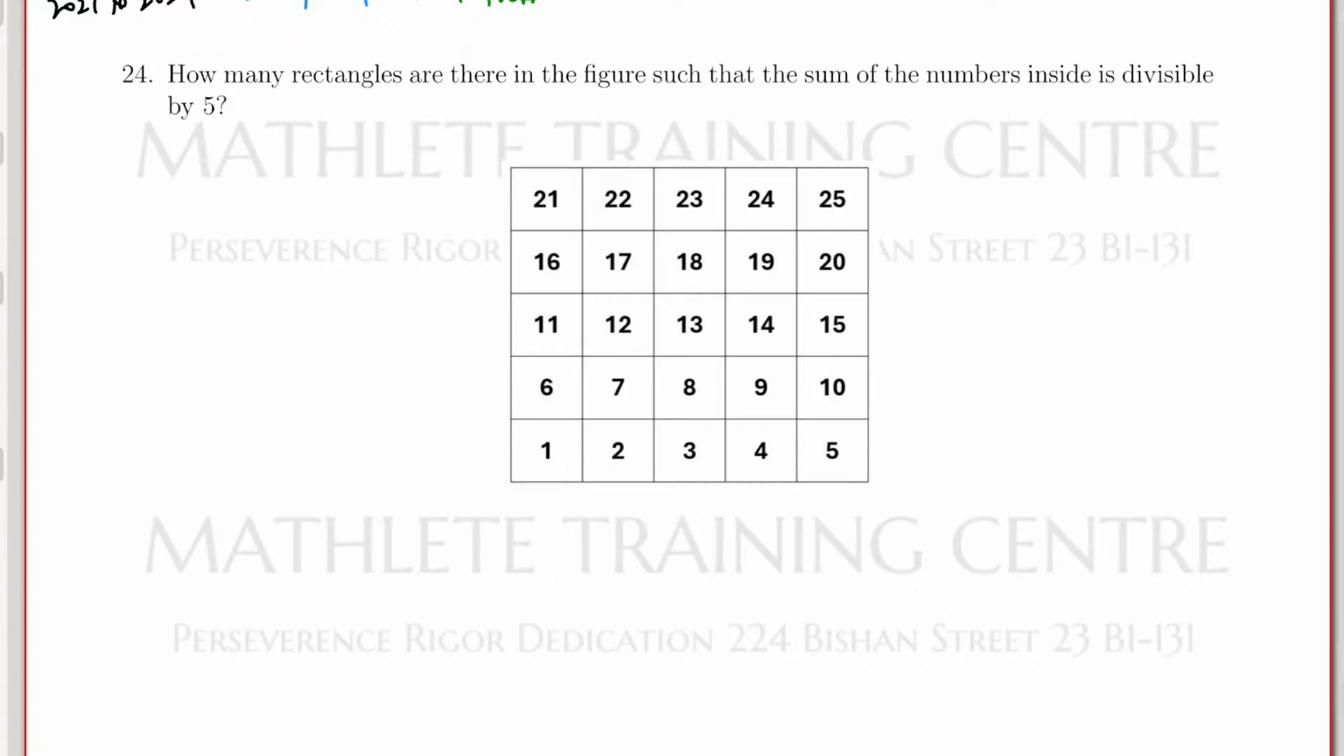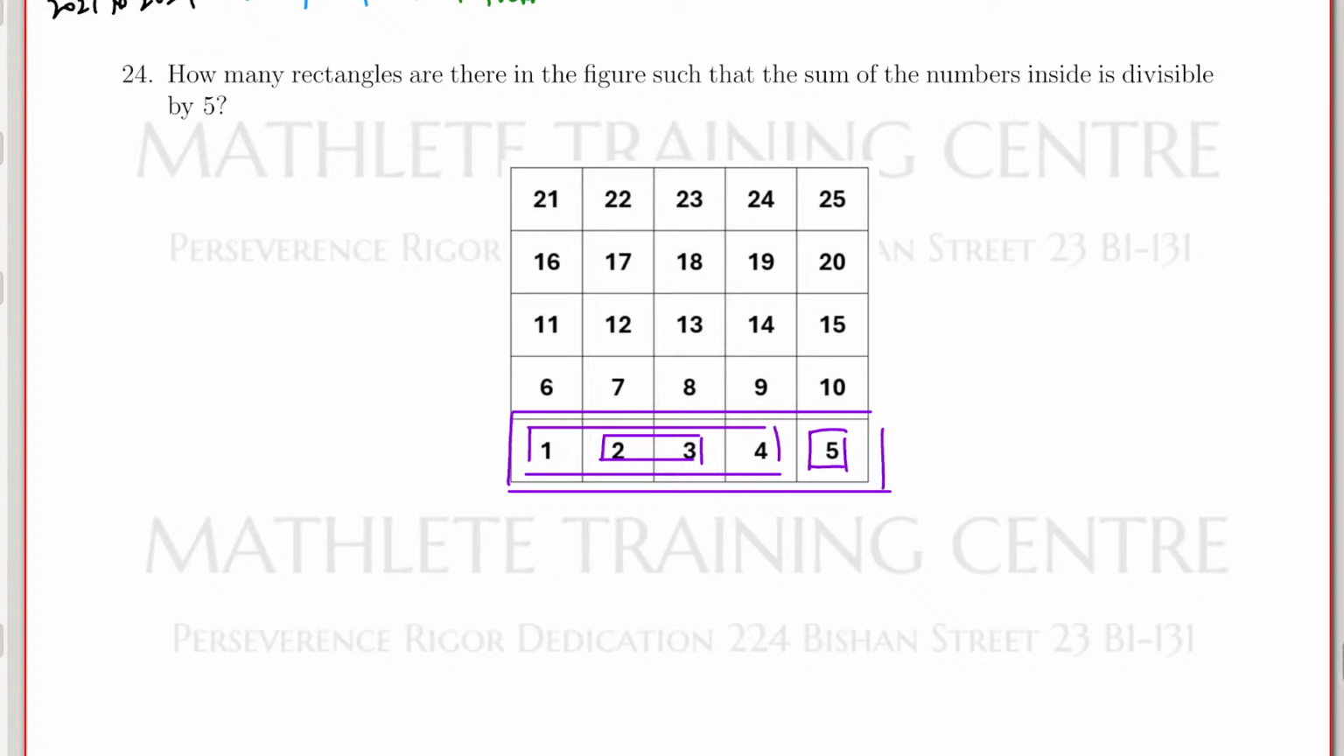The solution is pretty much the same. We first take a look at the very last row. If you want the sum to be divisible by 5, then 2 plus 3 is divisible by 5, 1 plus 2 plus 3 plus 4 is divisible by 5, 5 itself is divisible by 5, and of course the big group of numbers 1 to 5 is also divisible by 5. So this is the situation that we have.